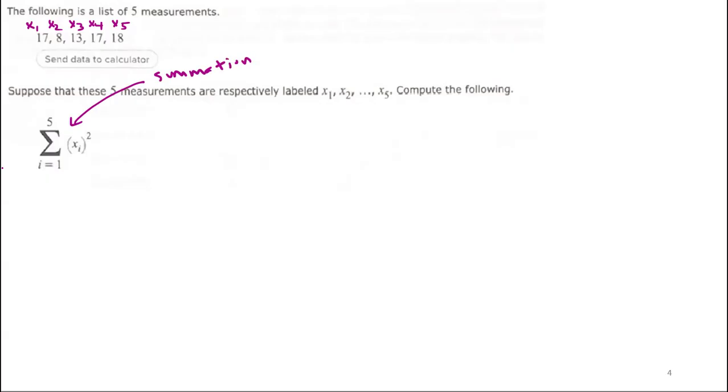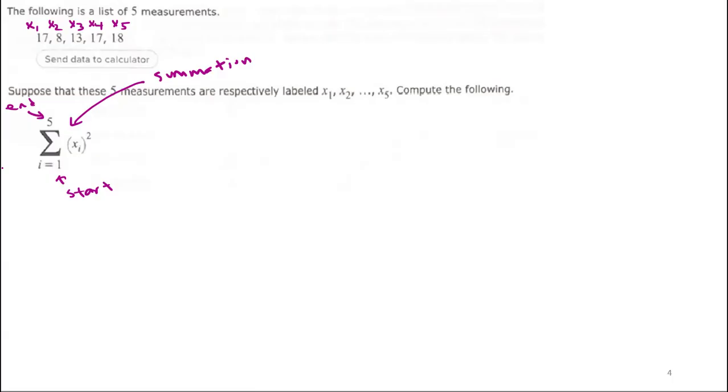All right, so this little Greek letter sigma is summation. It's telling us that we're going to start at 1 and then end at 5. And that's true here, right? Because we have 5 numbers. So we're going to start at 17 and then end at 18. Again, order doesn't matter here.